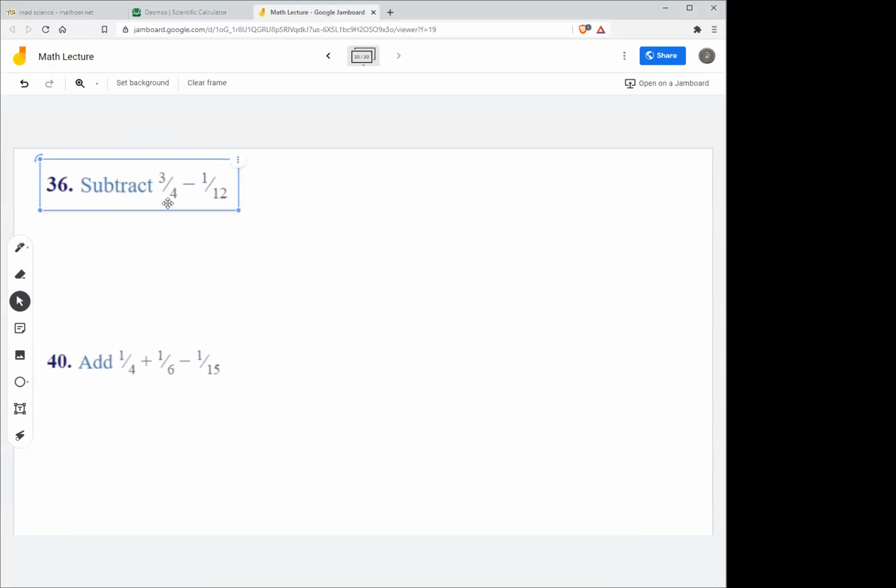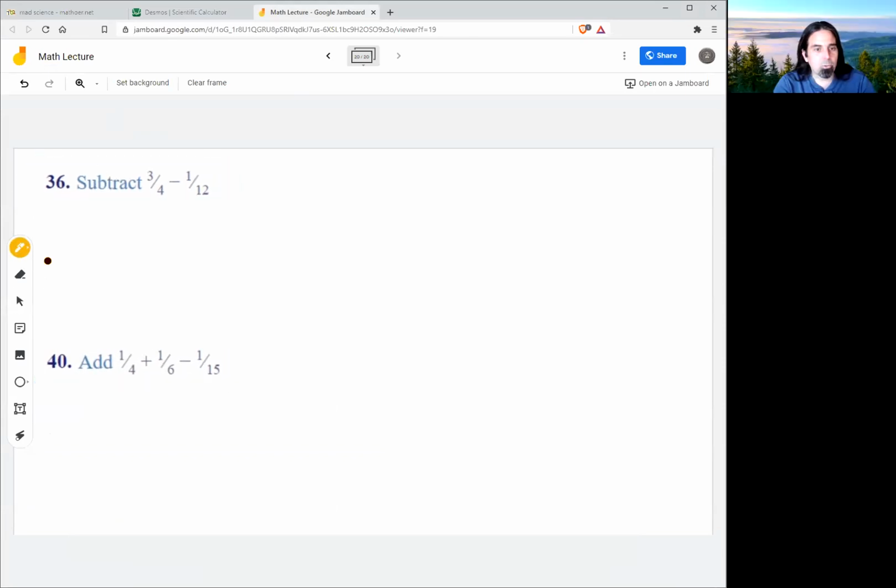Okay, so try both of these on your own paper. Remember when you're writing them to leave a little bit of space to the right of each fraction so you can put your unreducing stuff. And then we'll talk about how you did them.